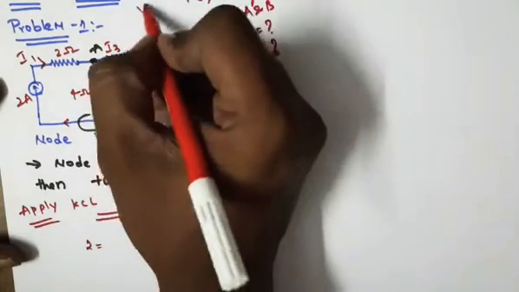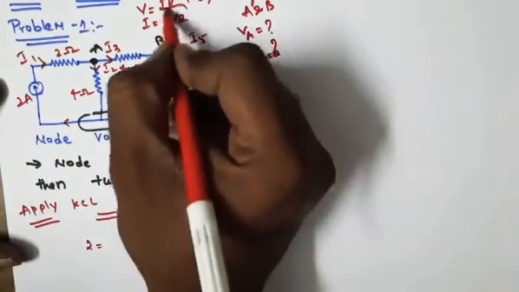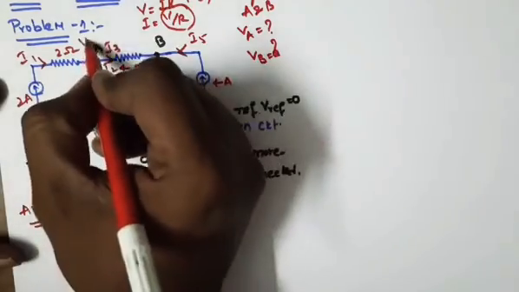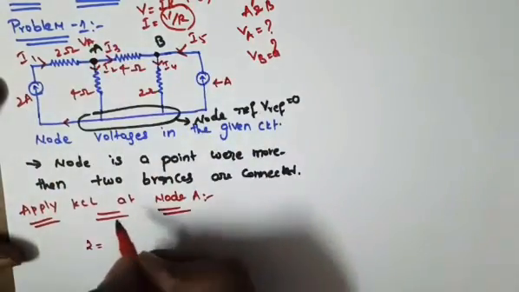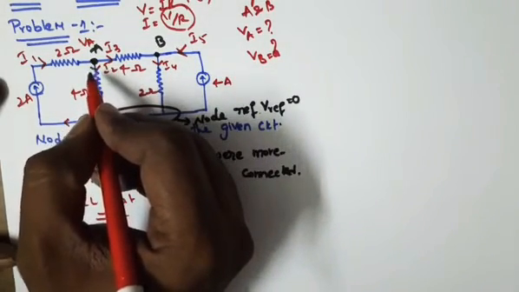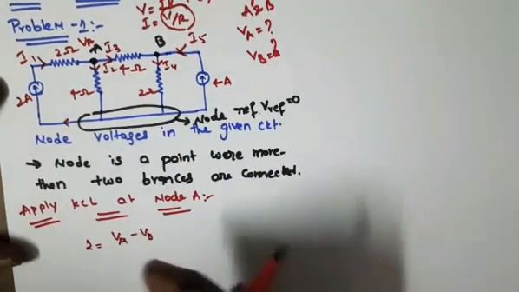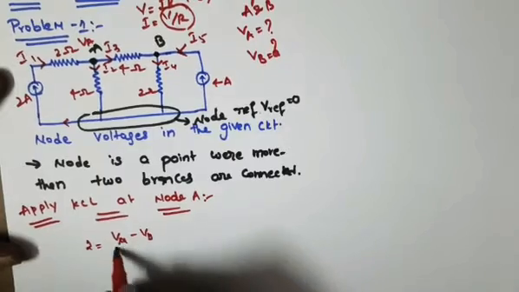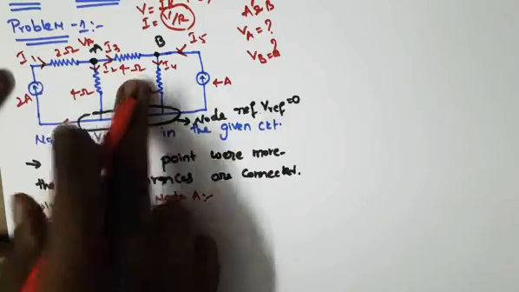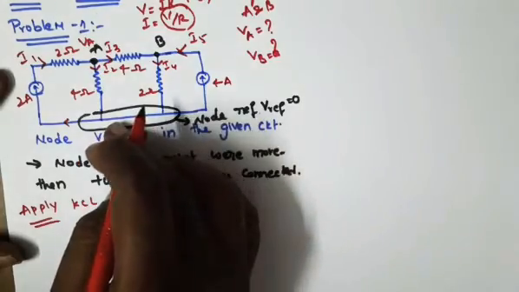From Ohm's law, V is equal to IR, so I is equal to V by R. So the expressions come in the form of V by R. So 2 is equal to, what is the voltage across VA? VA is the higher potential, the first potential here. So VA minus VB by, what is the resistance connected here? 4 ohms, plus VA minus 0 by 4 ohms.